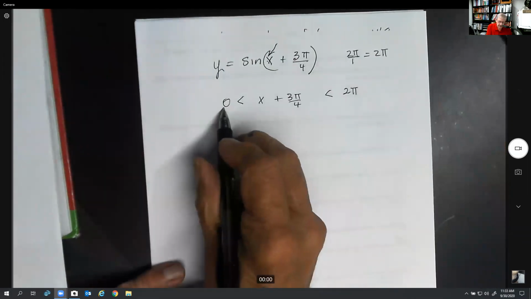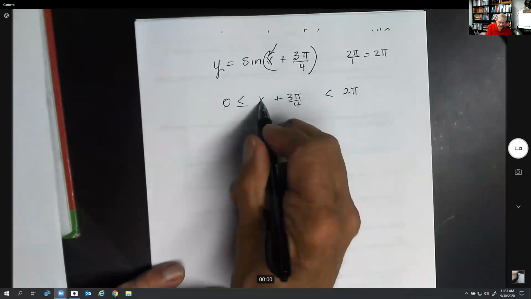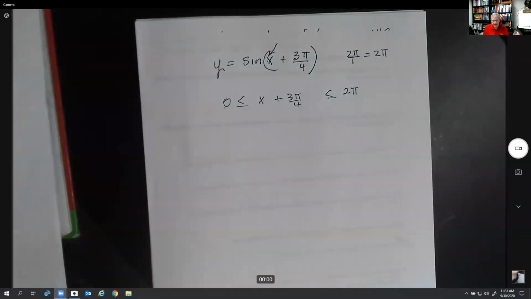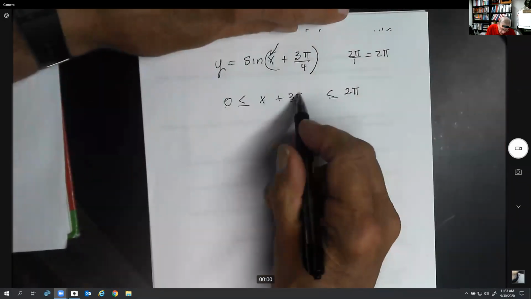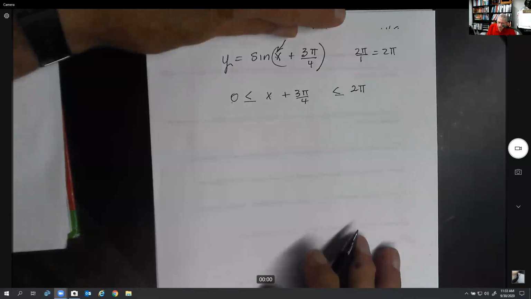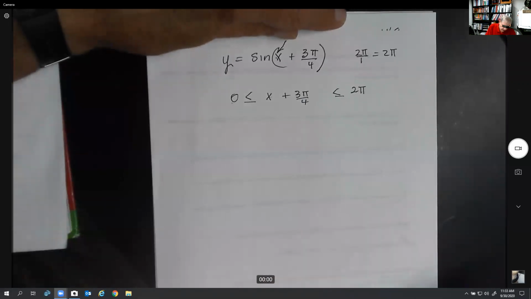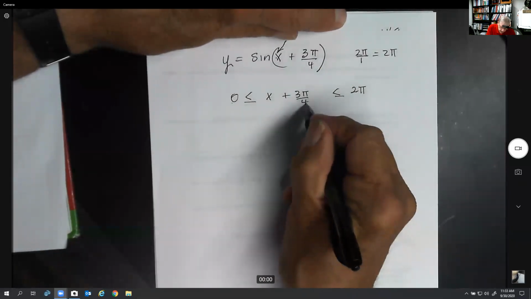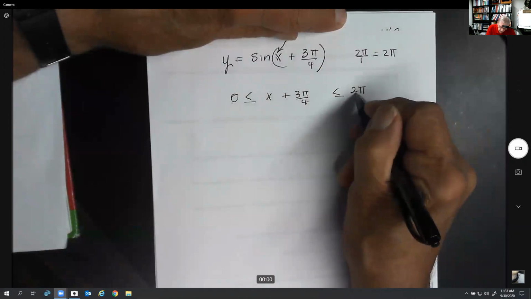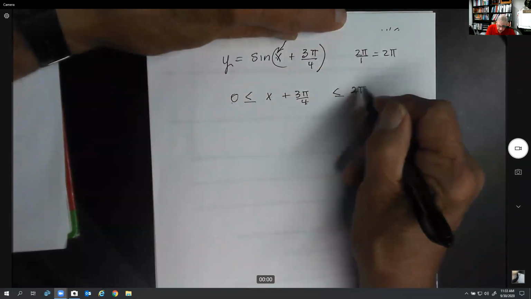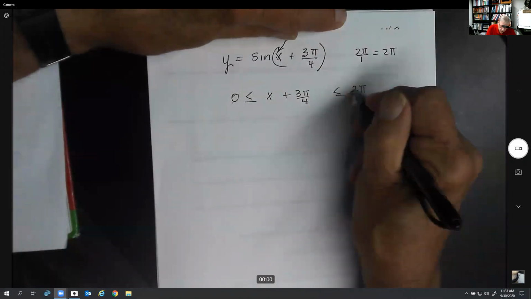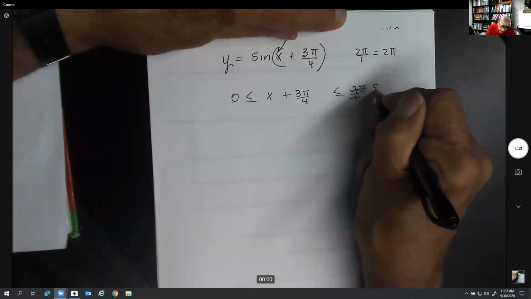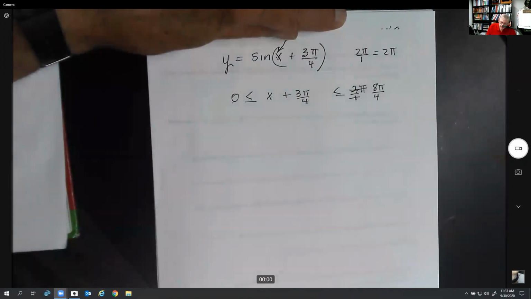Normally, we would just put 0 is less than or equal to x is less than or equal to 2 pi. But we have a translation. So what do you think we should do with the 3 pi over 4? Forget about it? No, we can't. Because we're going to be working with fourths, let's change this to fourths. How do we do that? We're going to multiply the top and the bottom number by 4. So instead of 2 pi, let's change it to 8 pi over 4. It'll be a little bit easier to work with the fractions.